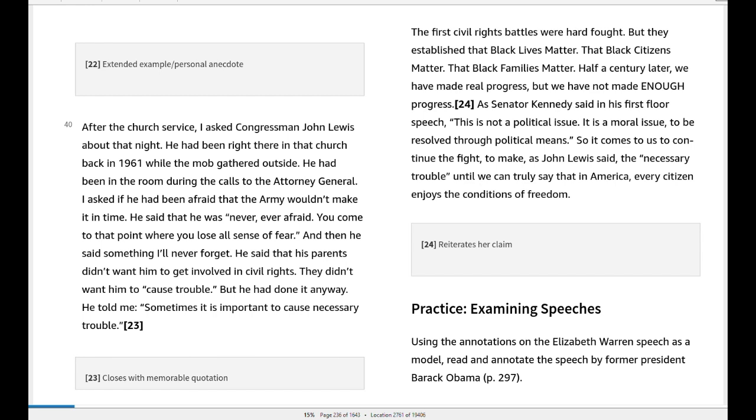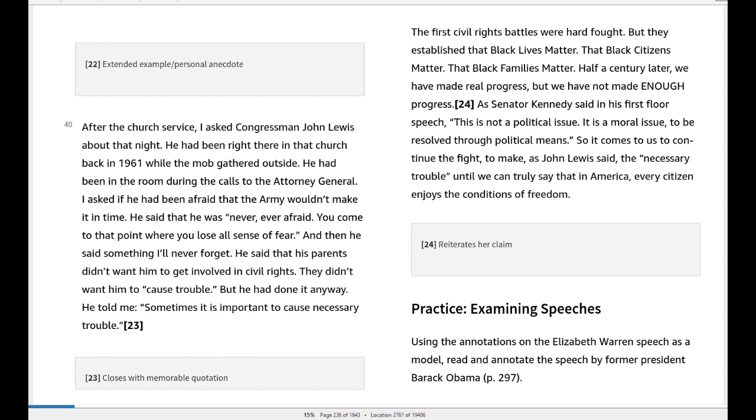So it comes to us to continue the fight, to make, as John Lewis said, the necessary trouble until we can truly say that in America, every citizen enjoys the conditions of freedom. Student Note 24 reiterates her claim.